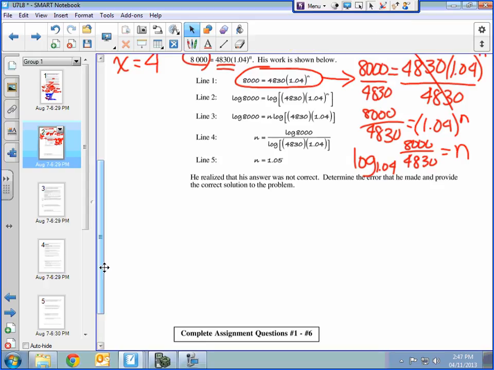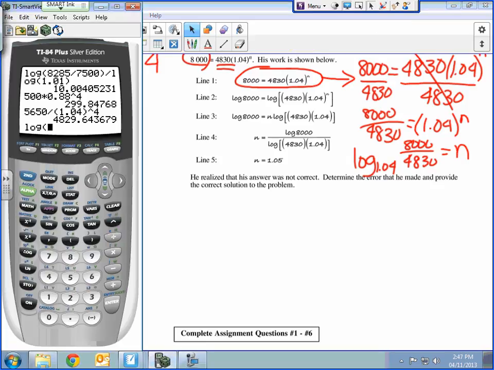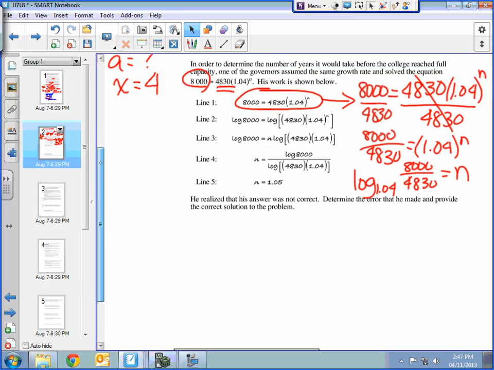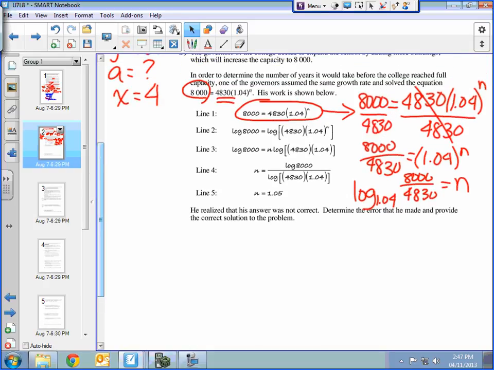So if you're putting this into your calculator, go log of 8,000 divided by 4830. And then you're dividing this by log of 1.04. So everyone okay with how we put this in our calculator? So I got 12.86. This is wrong. You just have to figure out that. You have to find the mistake here.